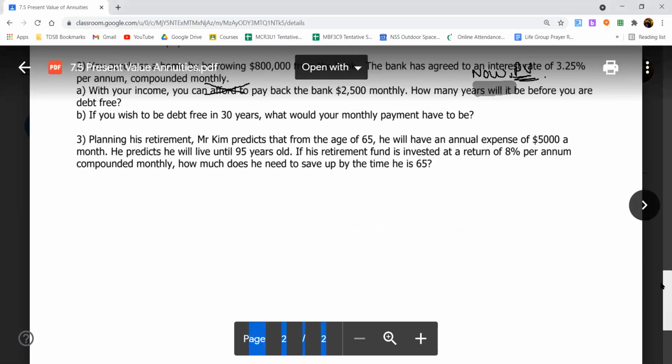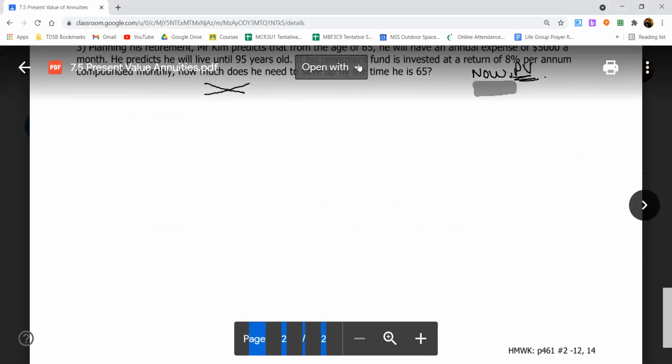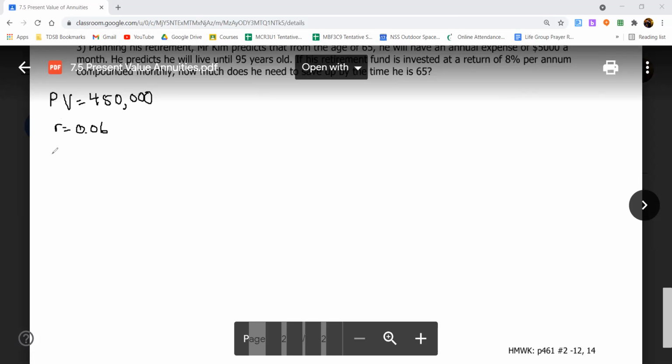Okay, let's write this down. The present value right now is $450,000. The rate is going to be 6%. It's going to be annual, and I want this to pay me for 30 years. What is my recurring payout that I get every year? So that's all you need.